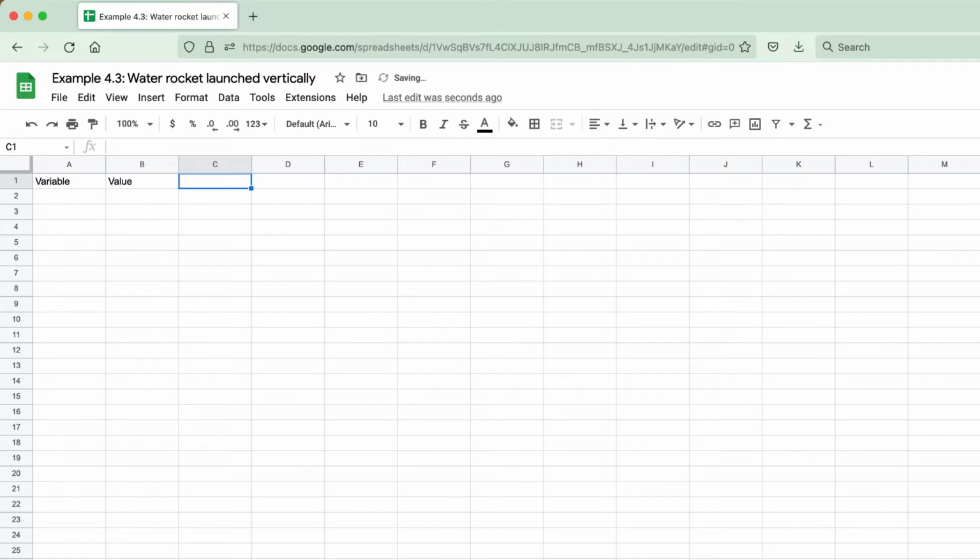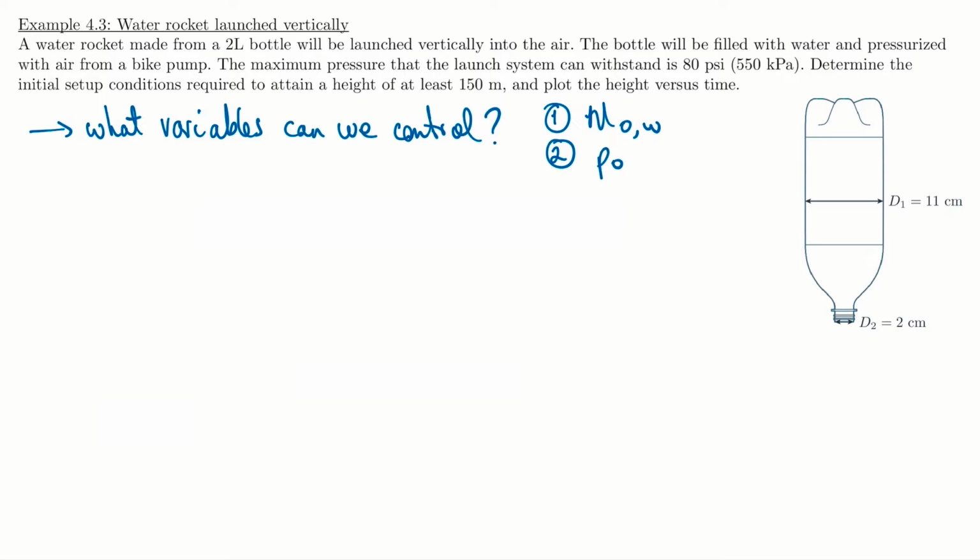I'll put some headings here so it's well organized. We always want to keep the units, right? Okay, so I'll make those bold. And we don't have to put values in for those just yet. Now, what we're asked to calculate here is the height, how high it goes.